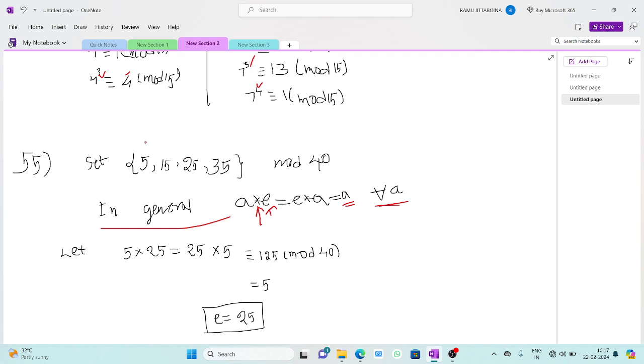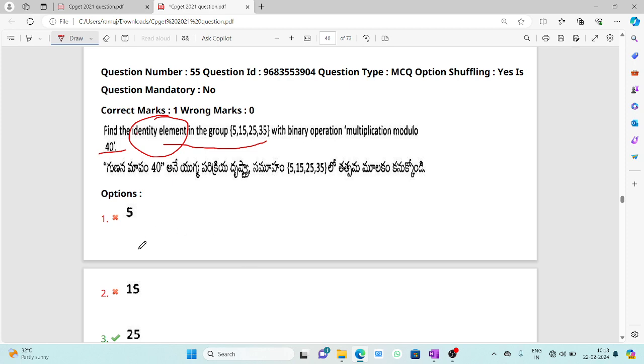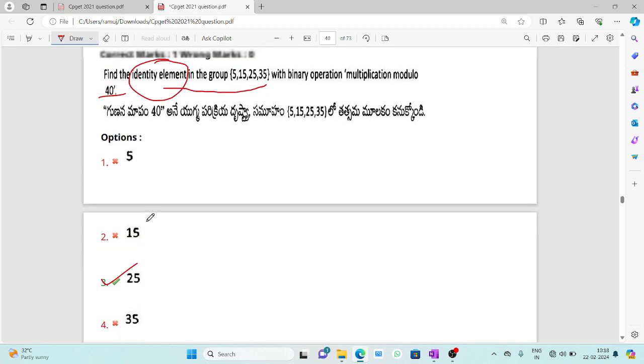So what I did, I just took two elements directly from here, 5 and 25, and I just multiplied. That means I did the binary operation here. So I get 125. 125 under modulo 40, if I do it that way, I get 5. So here A value gets again A, and 5 gets again 5. So the E is clearly 25. So 25 is the identity element in this group. So 25 is the correct option for this question.